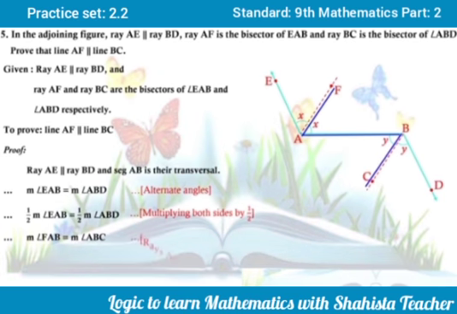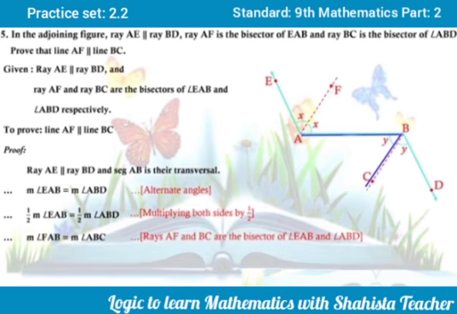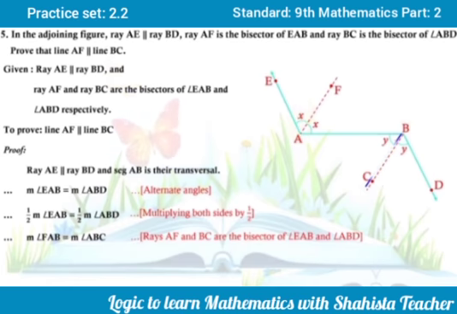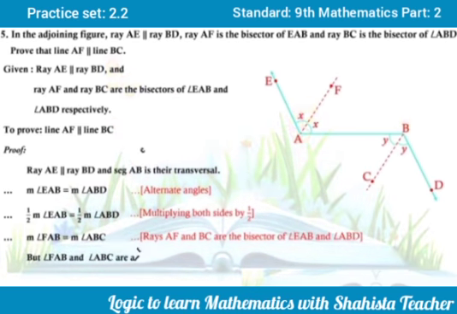See this figure is known as ray AF and ray BC is the bisector. Ray AF and ray BC are the bisectors of angle EAB and angle ABD. Is that clear? So that means AF and BC are the bisectors of EAB and ABD. So now we will put here, but angle FAB and angle ABC are alternate angles. They both are alternate angles.